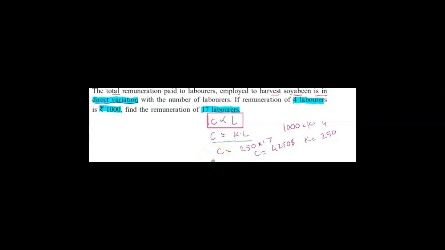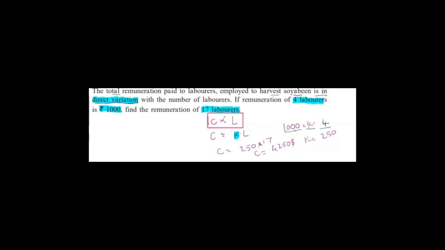Observe that C equals KL will be the equation form, where K will be your constant here. Understand? Now the first part: we take the given valuation, rupees 1000. 1000 will be equal to K times 4.